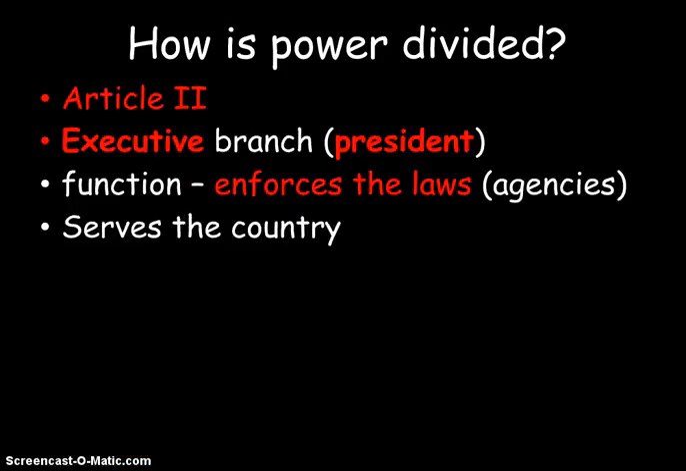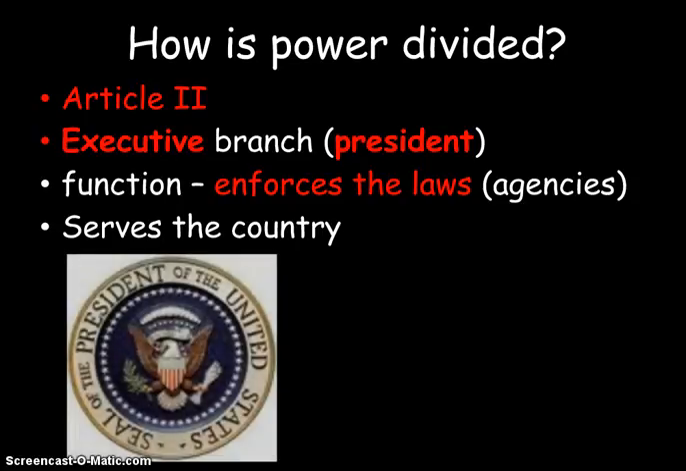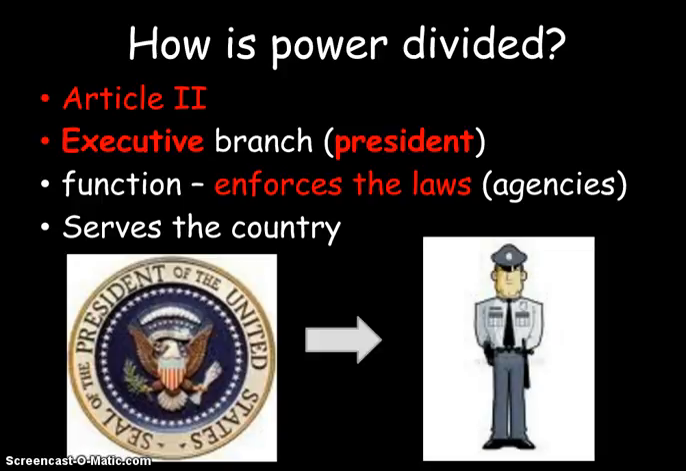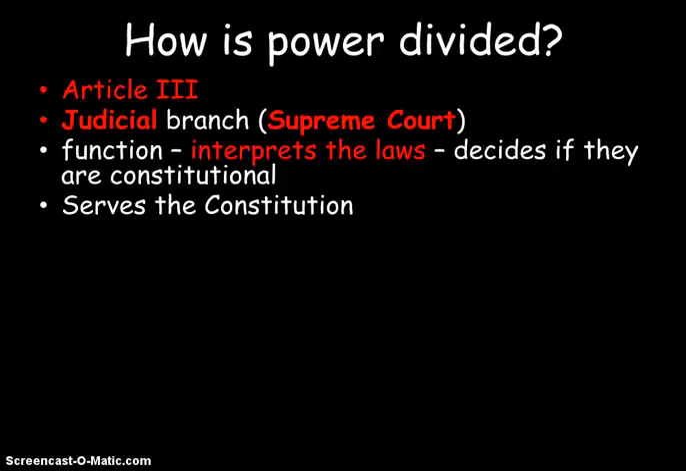Then we have Article 2, which created the executive branch, which is headed by the president. The function of the executive branch is to enforce the laws. This is done through the alphabet soup agencies such as the IRS, which collects taxes, the FBI, which is law enforcement, DEA, FCC, and any number of branches. Also the Department of Defense comes under the president and the cabinet. Their job is to serve the needs of the country.